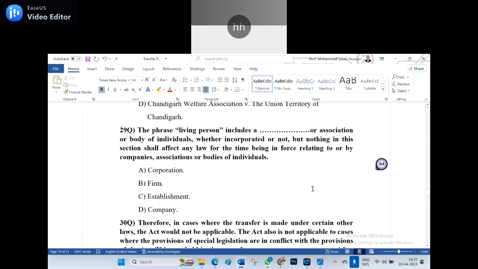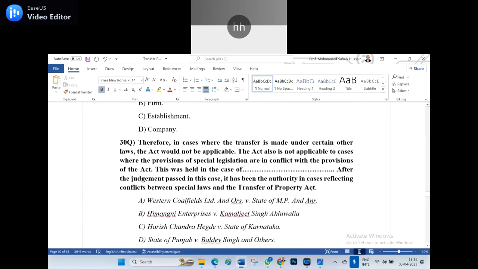or not, but nothing in this section shall affect any law for the time being in force relating to or by companies, associations, or bodies of individuals. A. Corporation. B. Firm. C. Establishment. D. Company. Company is the right answer.